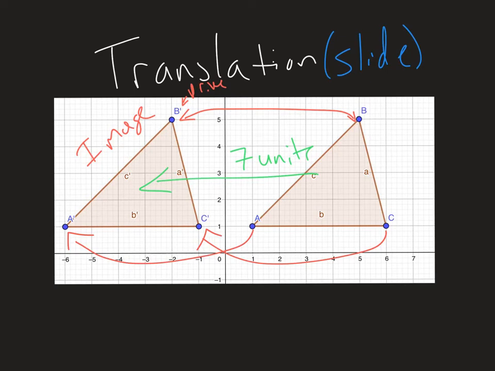It's also worth mentioning, I know we talked about this before, but the side length from A to B is the same as A prime to B prime. Those are the same side lengths. The angles of this triangle are also preserved. The overall shape of this thing is preserved, and what I mean by shape is that the side lengths and the angles are still the same.